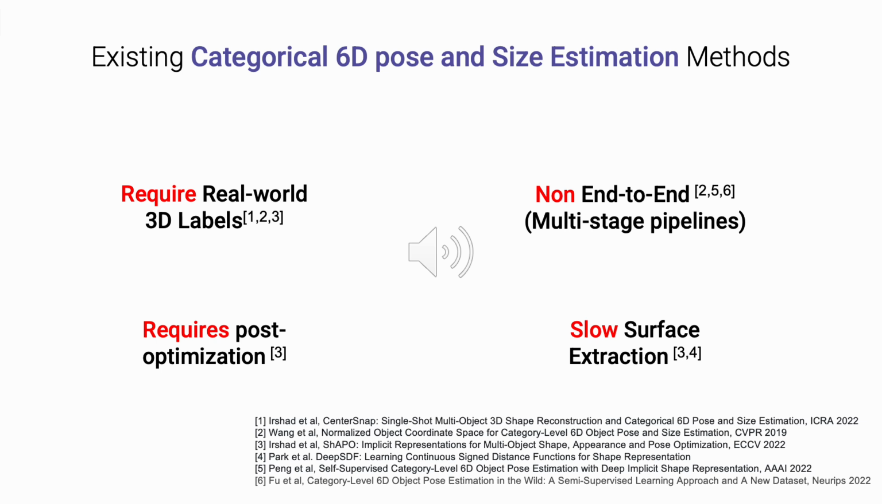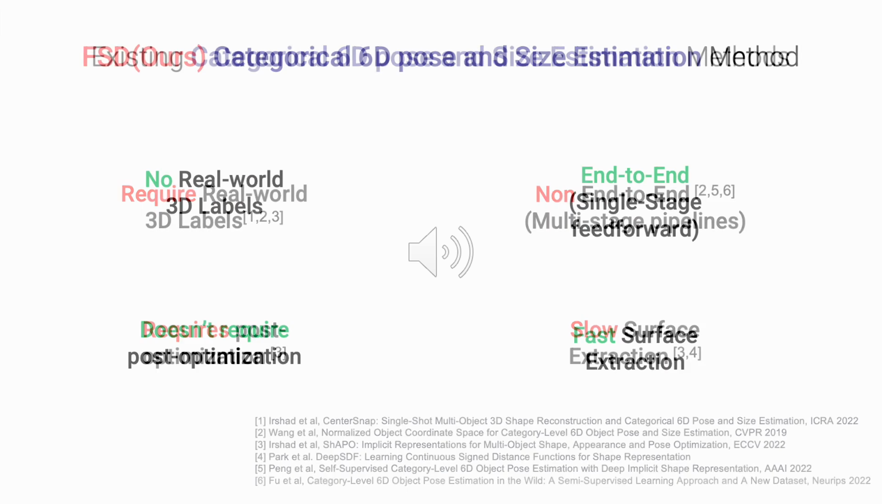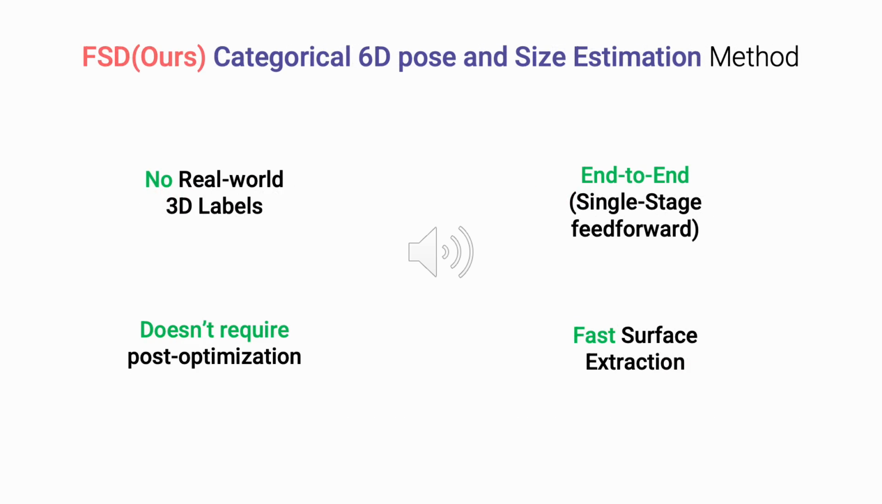Existing methods for categorical 6D pose and size estimation are either slow, require post-optimization, are not end-to-end, or require real-world 3D labels for training, which can be expensive and time-consuming to acquire. Our FSD method addresses these limitations by being fast, not requiring post-optimization, being end-to-end, and not requiring real-world 3D labels for training.